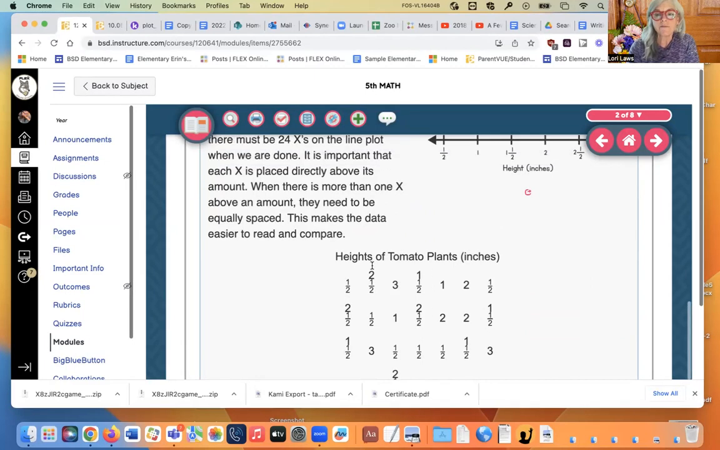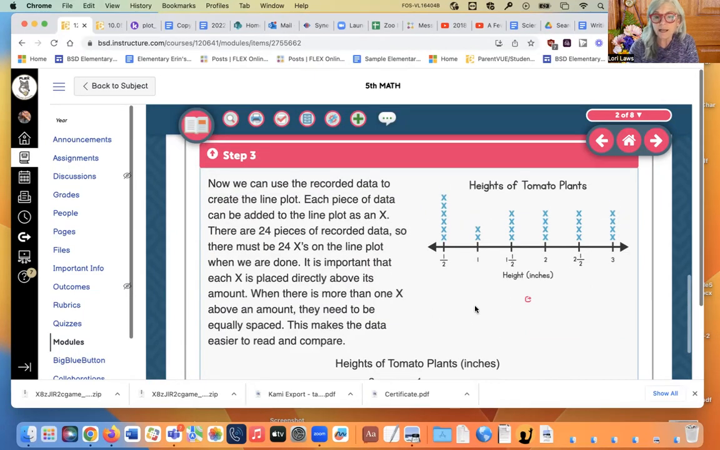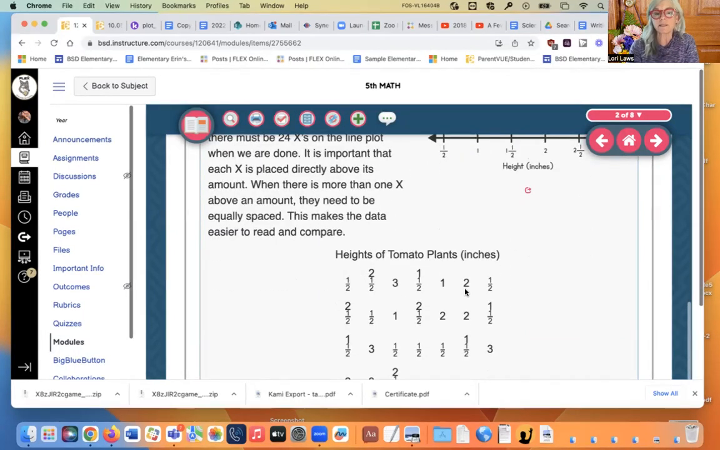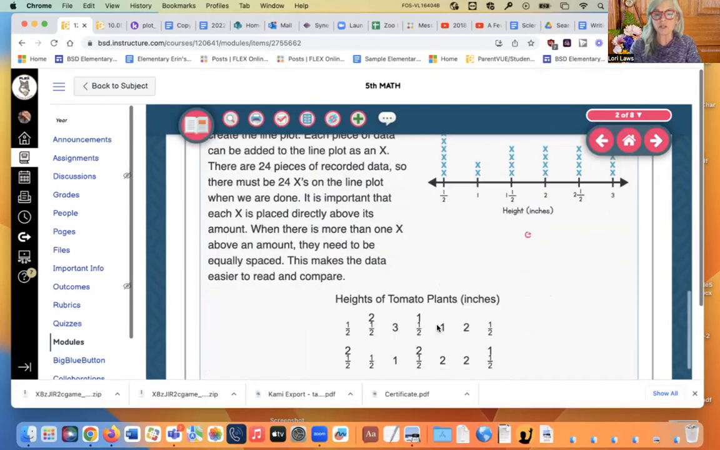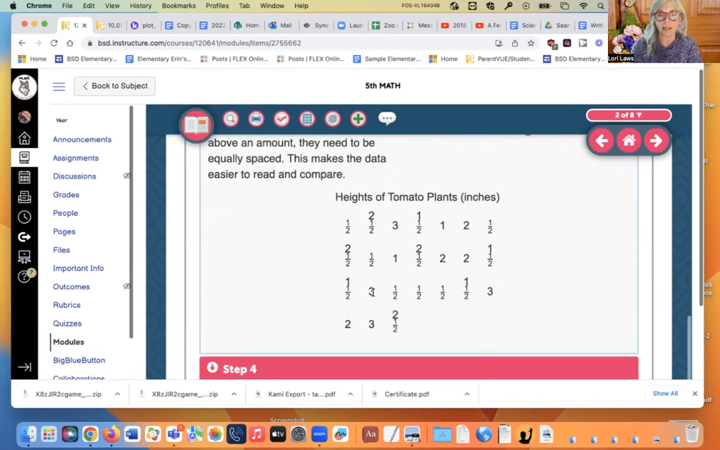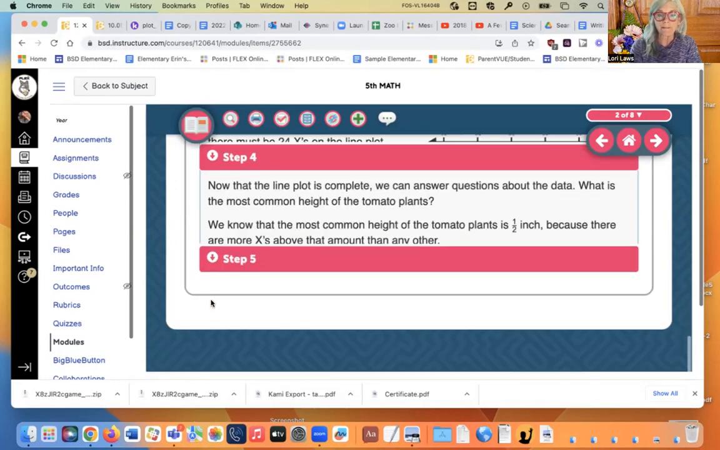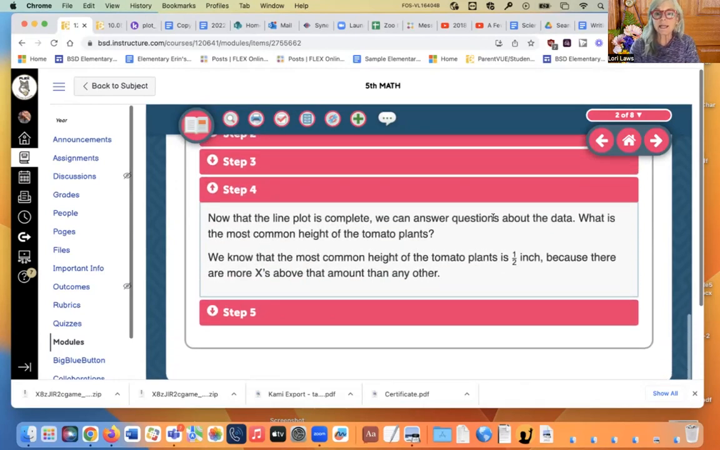So I can do the 1/2, and then I can go to 2.5 and put an X. But for each of these numbers, I want to cross it off and be really careful. One thing you can do is count how many X's you have and make sure that it's the same as the number of tomato plants at the end. Now let's take a look. Now we can answer some questions.